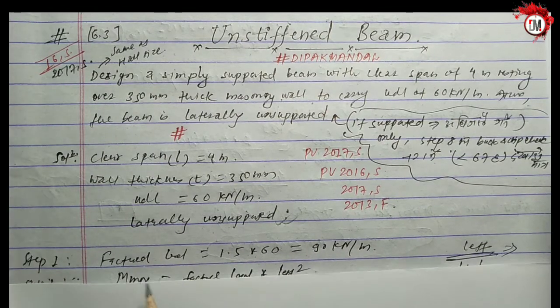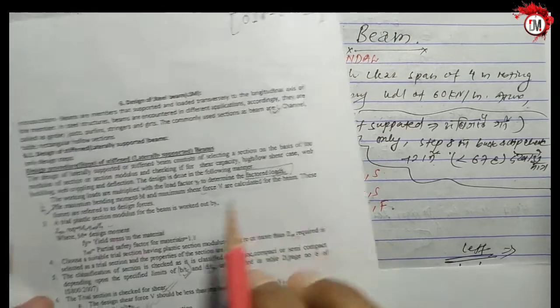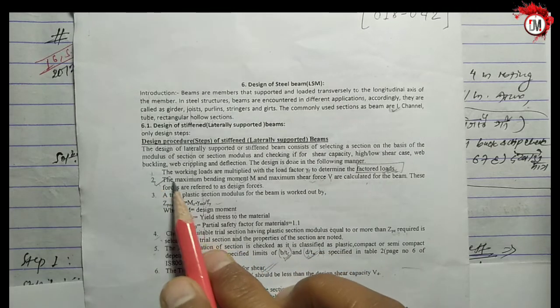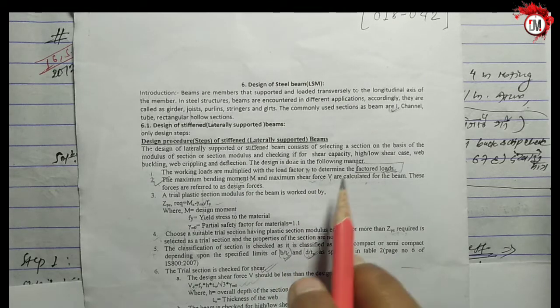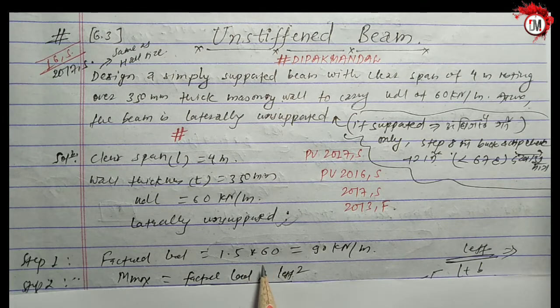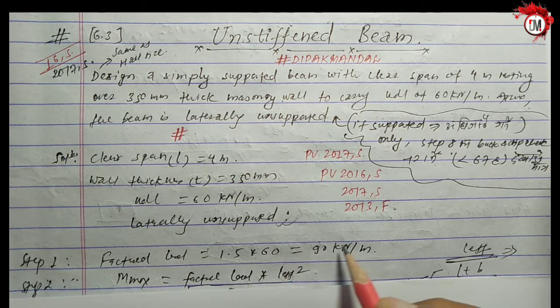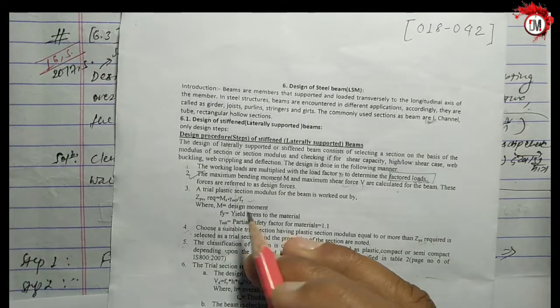Here you can see the factored load in step number 1. What was step number 1 of the laterally supported beam? In the very first step, the working loads are multiplied with the load factor gamma to determine the factored load. So factored load equals 1.5 times the service load. The service load, that is the UDL, was 60, so 1.5 times the service load gives our factored load as 90 kilonewton per meter. Now we will go to the second step.